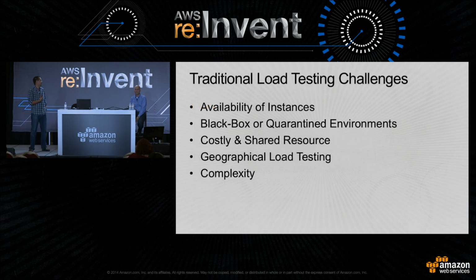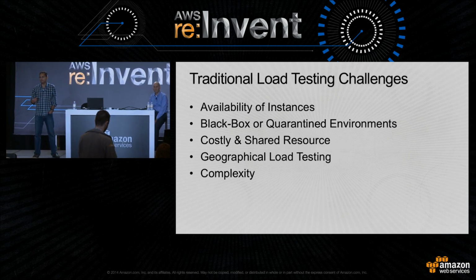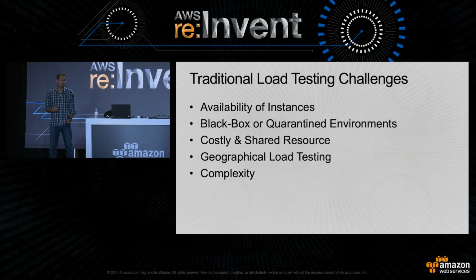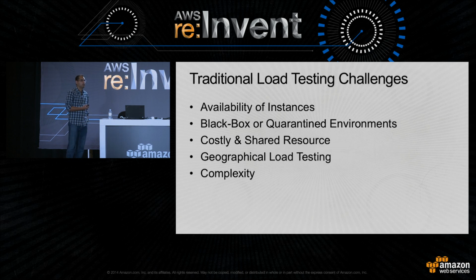What are the traditional challenges that you face when you do load testing? One is the availability of instances. You want the flexibility to launch as many machines as you need to generate as much load as possible. If the infrastructure limits the number of machines that can be brought up, it limits the amount of load that can be generated, and it does not give you a truly accurate picture because you end up extrapolating those results.